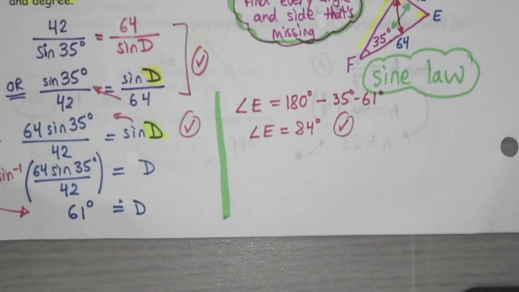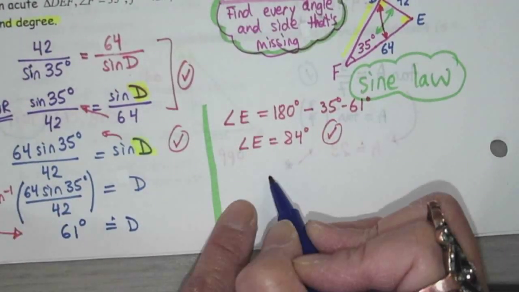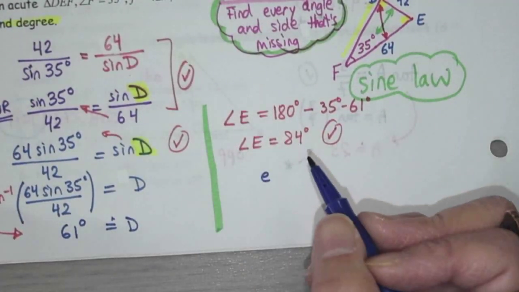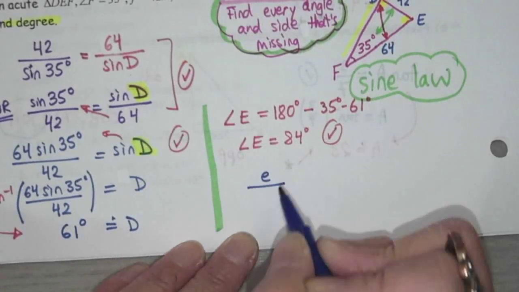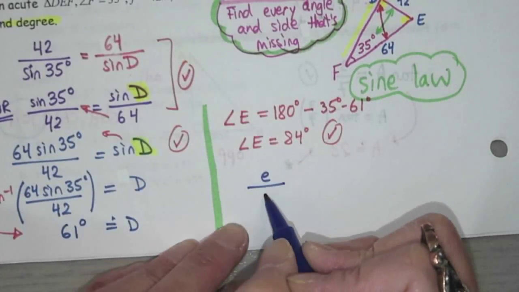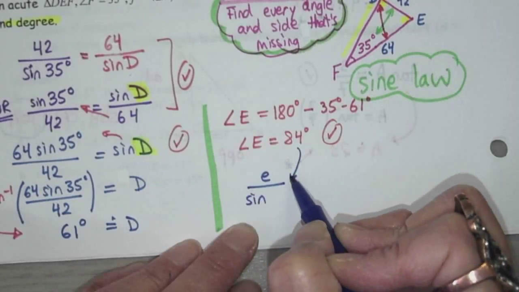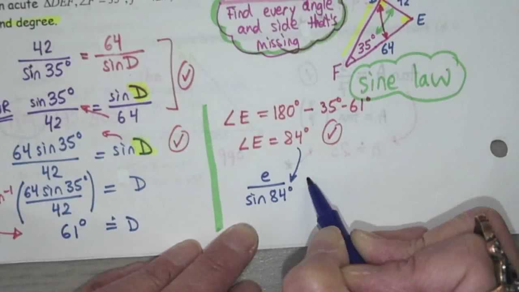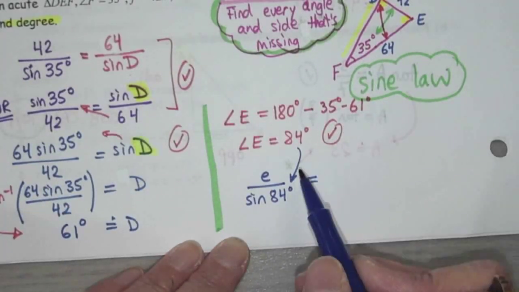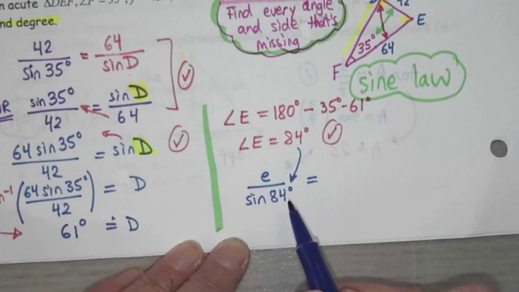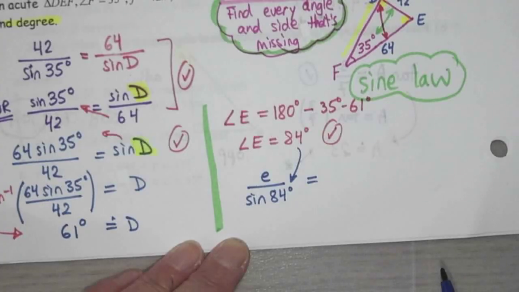Okay, I have one last thing to find, and that is side length E. You're going to use your ratio, or yes, you asked, you can use the cosine law. Your question was, can I use cosine law? Or you can use the sine law again. So I'm going to go E over sine of E, which is right here, equals, I have 84 now. What do I put for the rest of the sine ratio?